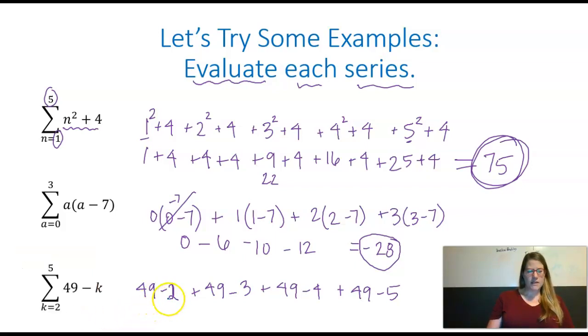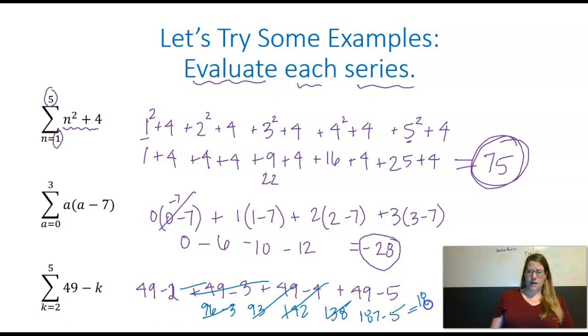So 49 minus 2 is 47. 47 plus 49 would be 96. 96 minus 3 is 93. 93 plus 49 would be 142. I'm just trying to keep track of where I am here. 142 minus 4 is 138. 138 plus 49 would be 187 minus 5. So that would give me 182. And of course you can use your calculator for this too, once you have them all listed out like that.